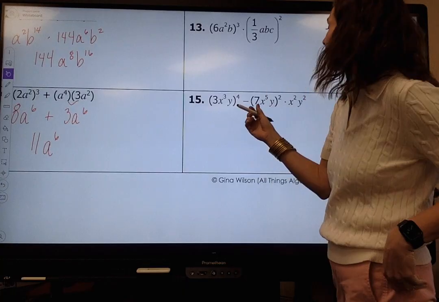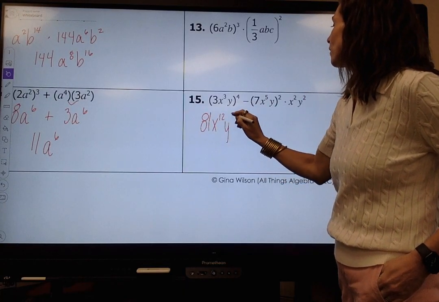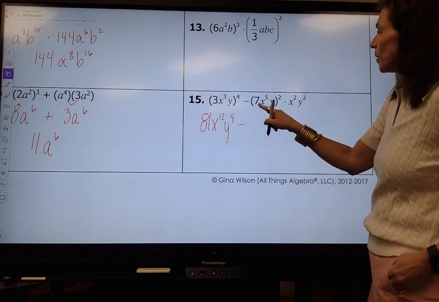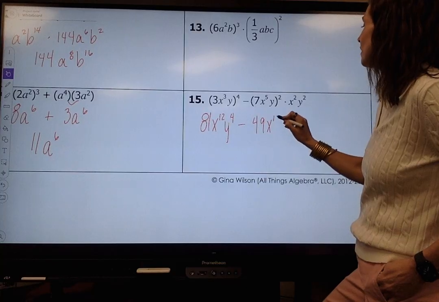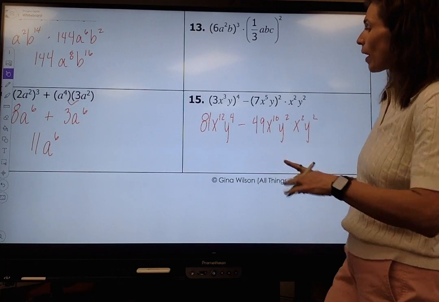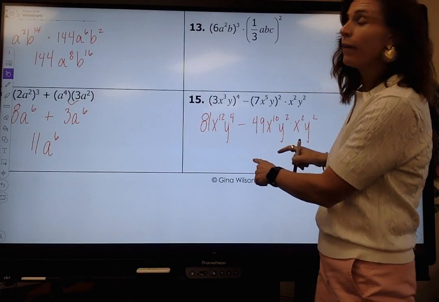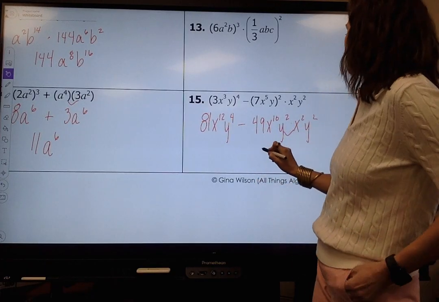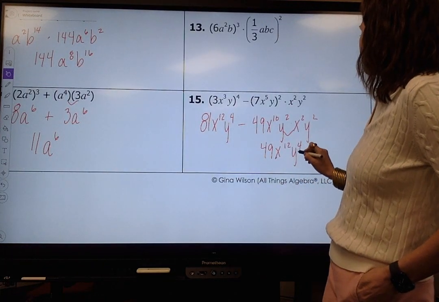So 9 times 9 is 81. And then I get x to the 12th, y to the 4th. I'm going to go ahead and do 7 squared to get 49. X to the 10th, y squared. In order of operations, do I add and subtract or multiply first? You have to multiply first. So now I'm going to multiply these guys. And I get 49, x to the 12th, y to the 4th.